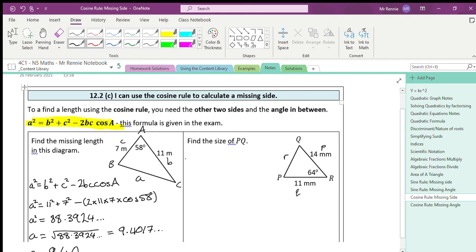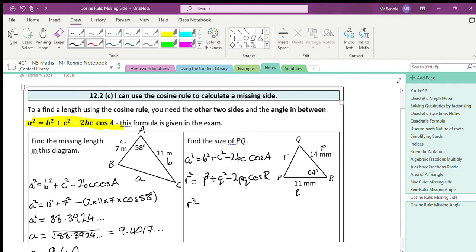So my formula says a squared equals b squared plus c squared minus 2bc cos A. That's not going to really work for me because I don't have A's, B's and C's, I've got P's, Q's and R's. The length I'm trying to find is the length from P to Q, which is R, so it's going to be R squared there. Therefore, I'm going to be using the other two lengths there, so it's going to be P squared plus Q squared minus 2 lots of PQ cos of the angle R. Okay, so it's a case of just using different letters to suit my formula, to suit my triangle.